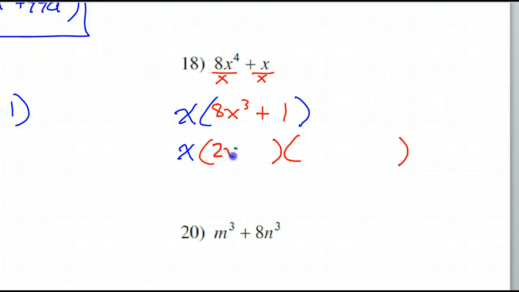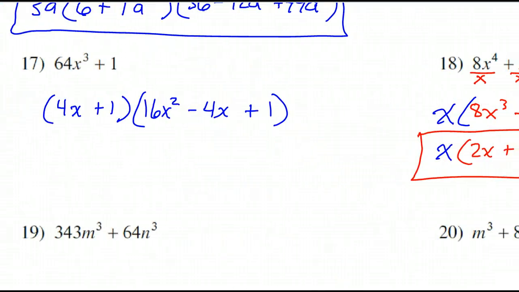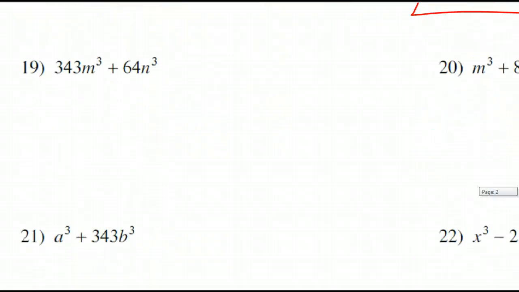So this will be 2x plus 1, root. If I square these, I get my beginning and my end: 4x squared plus 1. If I multiply these, that's just 2x. And we, of course, will do the opposite sign once again. So this would be your answer for number 18. Now, number 19.